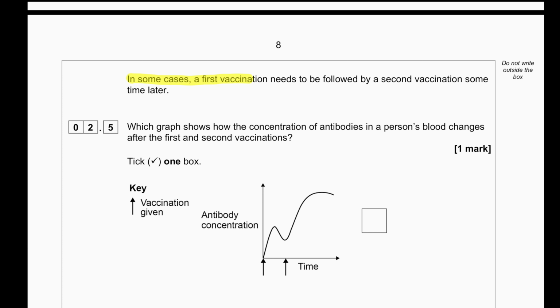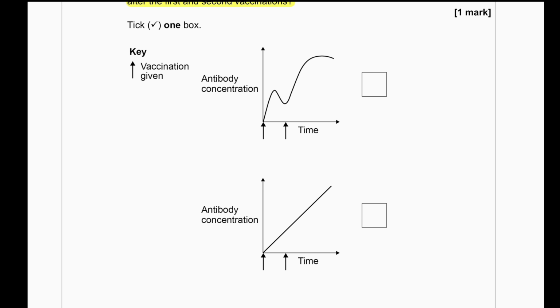In some cases, a first vaccination needs to be followed by a second vaccination sometime later. Which graph shows how the concentration of antibodies in a person's blood changes after the first and second vaccination? In the first vaccination, the level of antibody will increase after a certain amount of time. However, then it will start to decrease again. During the second vaccination, because there are memory cells present, which respond much faster than in the first vaccination, the level of antibody will rapidly rise, and the concentration of antibody produced will be much higher.